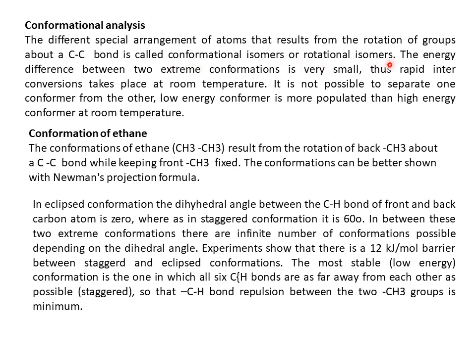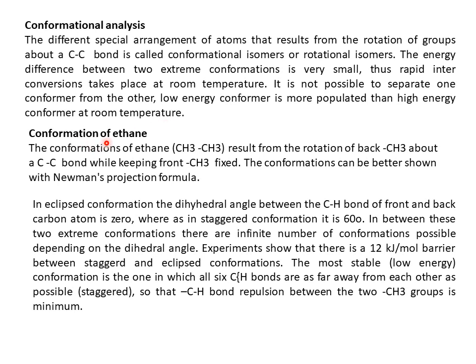or rotational isomers. The energy difference between two extreme conformations is very small. Thus, rapid interconversion takes place at room temperature between different conformers. It is not possible to separate one conformer from the other. We can only say that the low energy conformer is more populated than the high energy conformer at room temperature.